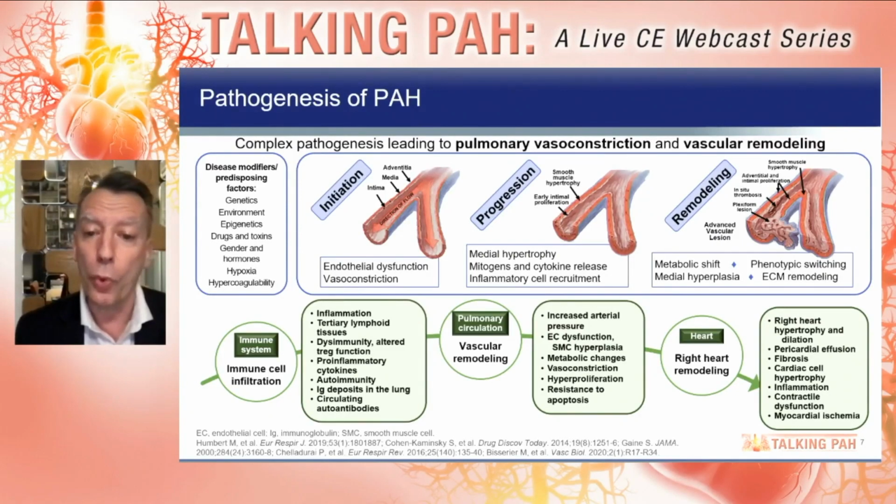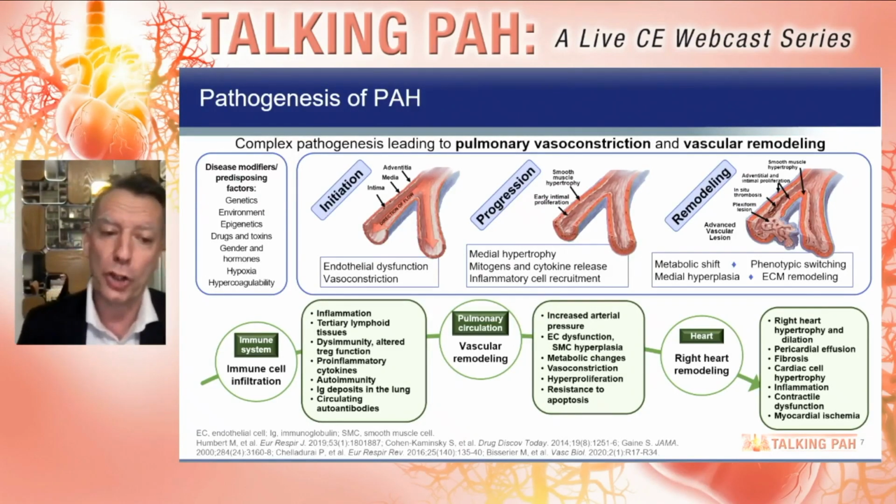Remodeling will advance more and more, and there will be marked medial hyperplasia, extracellular matrix remodeling, metabolic shift, and phenotypic switching. So there is a stepwise progression, and in that progression, the immune system is important, but the pulmonary vascular remodeling is key. It will lead to increased pulmonary artery pressure, increased pulmonary vascular resistance, and at the level of the pulmonary circulation, endothelial cell dysfunction, smooth muscle cell hyperplasia are truly important.